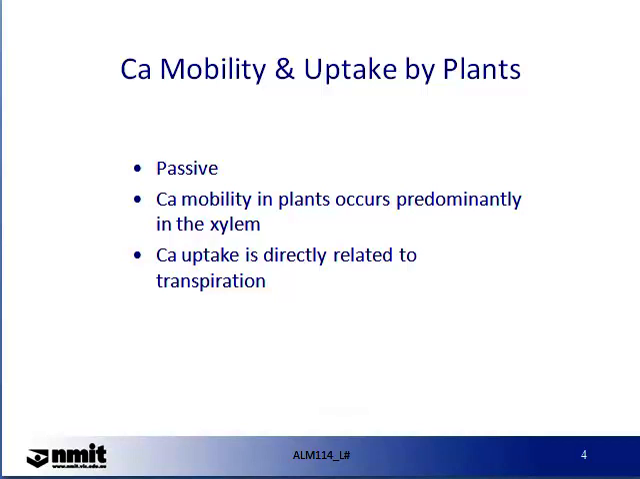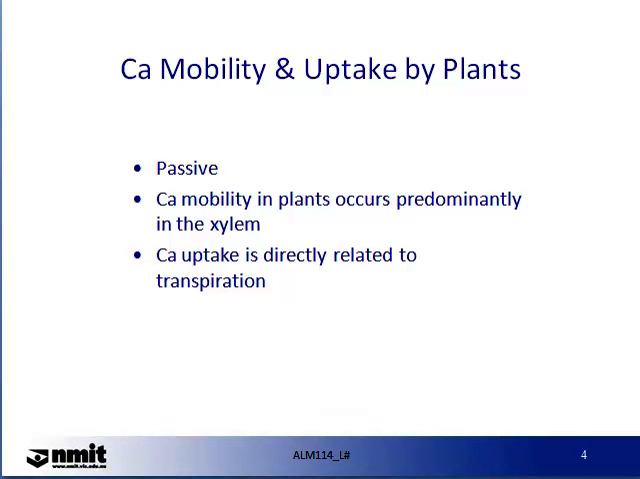Calcium mobility and uptake in plants. Calcium uptake by the plant is passive and does not require energy input. Calcium mobility, as stated in the previous slide, takes place mainly in the xylem together with water. Therefore, calcium uptake is directly related to the plant transpiration rate. High transpiration rates mean high calcium uptake. Therefore, conditions of high humidity and cold, which produce low transpiration rates over a long period, may result in calcium deficiency.